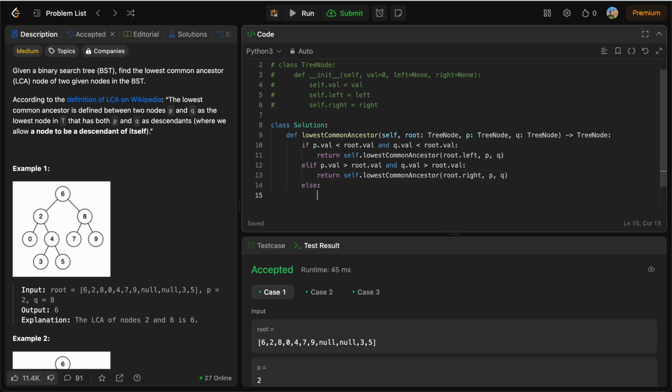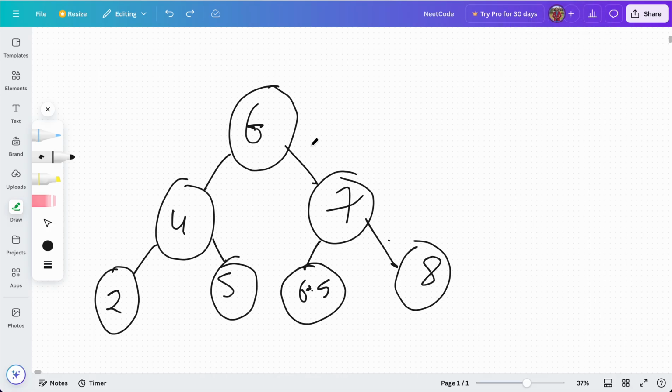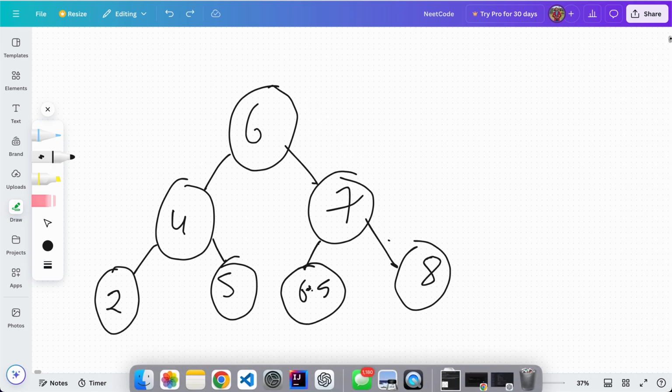Else, this is the case where P and Q are splitting the root in two. So when P is 4 and Q is 7, we don't have to check anything further. We can just return the root node as it is right away. And this will also work when P is here, Q is here, or Q is here, P is here, right? So let's try this one.